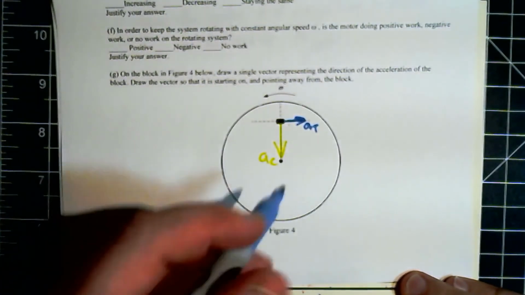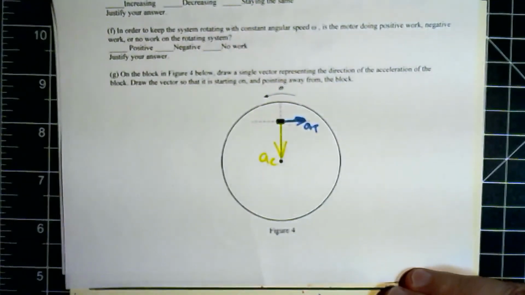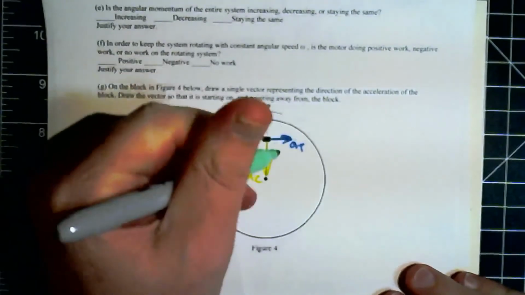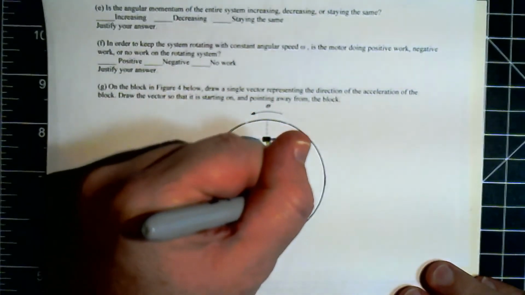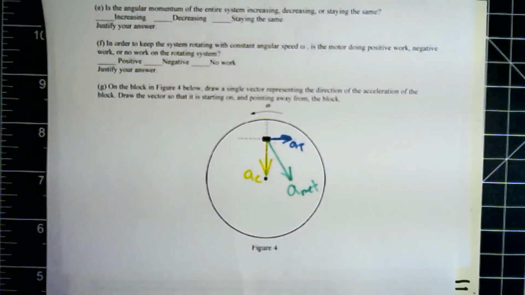All right, so the combination of these two accelerations would result in a net acceleration going down and to the right. That would be the net acceleration on the system, or on the block. For the system, it would be zero because the angular speed is constant. But for the block, yeah, it is accelerating down and to the right.